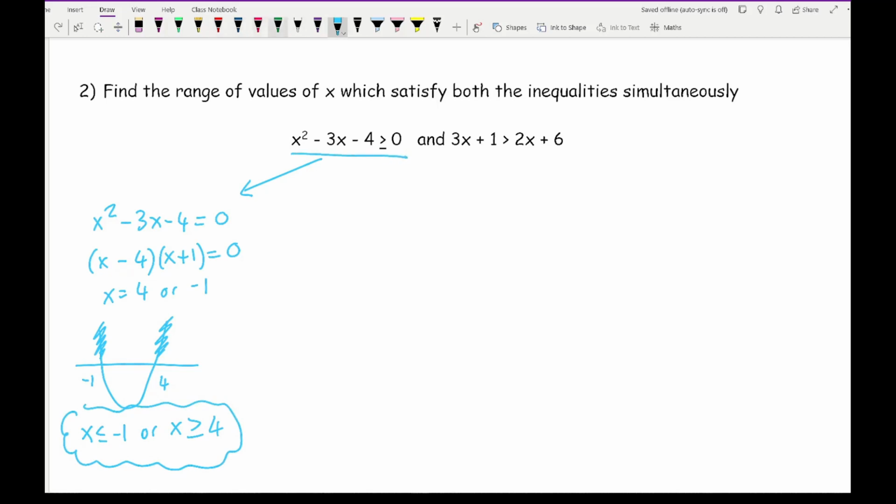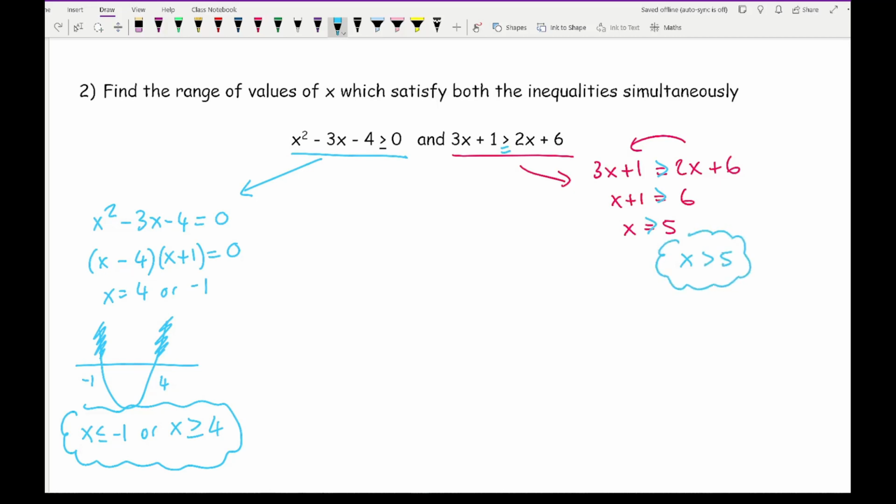And if I then move on to this, in which I've got 3x plus 1 equals 2x plus 6, and then just go on and solve it. So take the 2x over to the other side, so I end up with x plus 1 is equal to 6. So then x equals 5. And then if I replace the inequality with what it was originally, I've got x is greater than 5. Now what I want to do is work out the set of values that satisfy both of these two things.